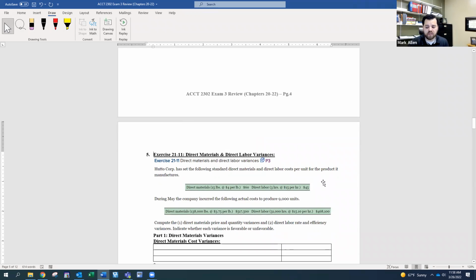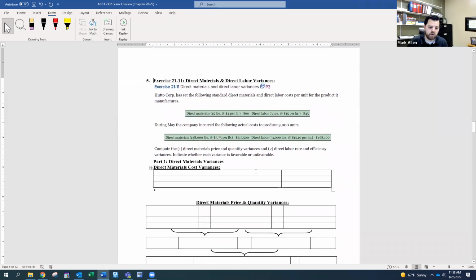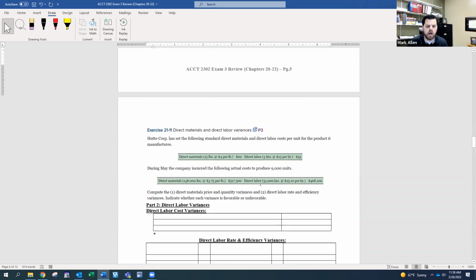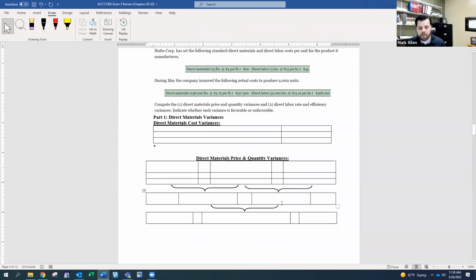So here in number 5, we're going to look at our direct materials and direct labor variances. Now we're going to look at materials on the first page and labor on the second page, because of the way that I like to set these up, it takes up a ton of room in Word, which means that I can't fit both of them on the same page.